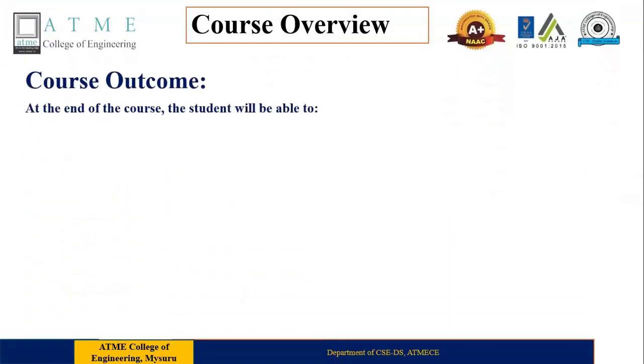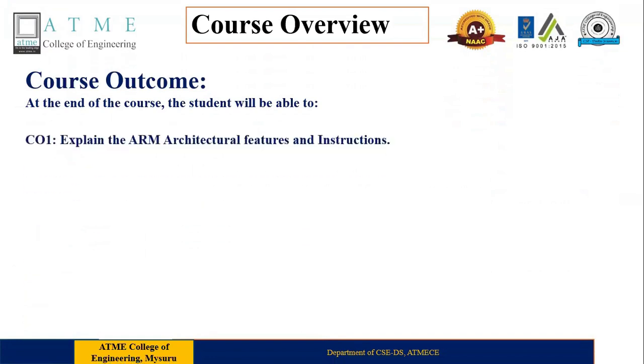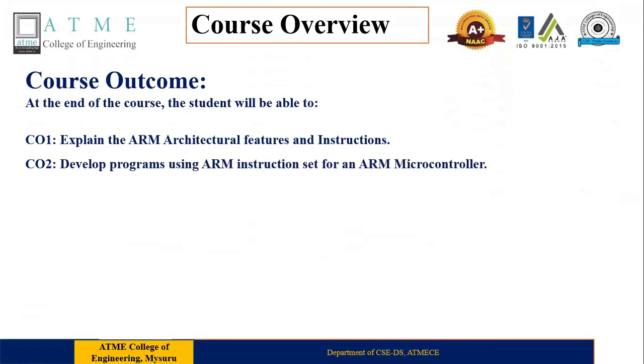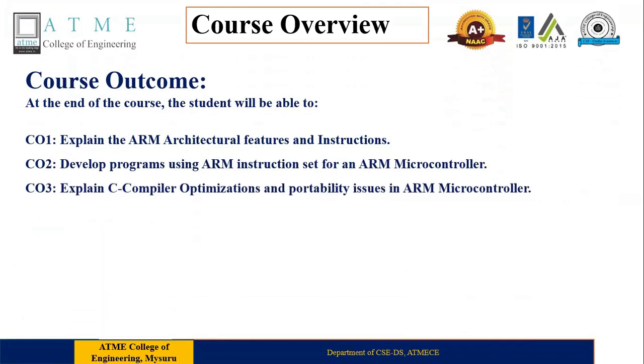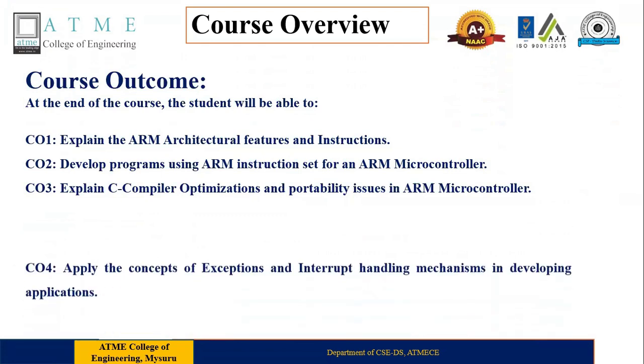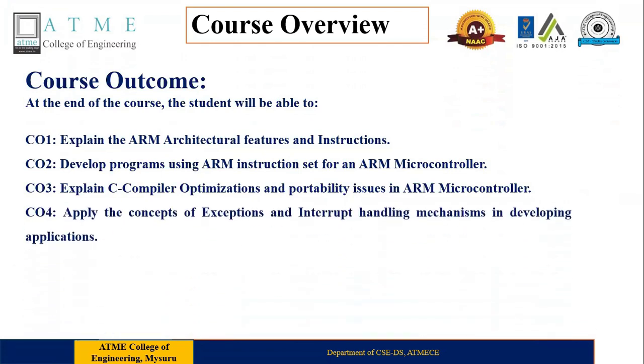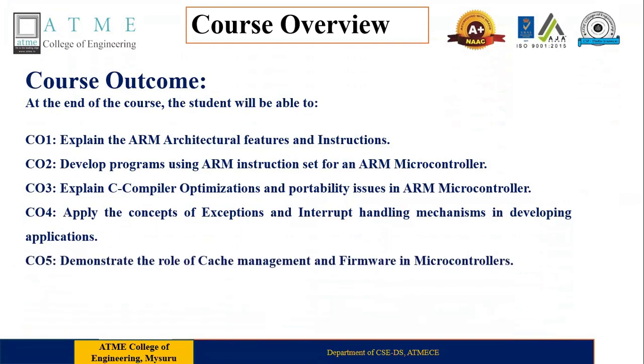Moving on to the course outcomes. At the end of the course, the student will be able to learn the ARM architectural features and instruction sets, and develop programs using the ARM instruction set for the ARM microcontroller. You will be able to explain in detail the C compiler optimization and portability issues, apply the concepts of exception and interrupt handling mechanisms in developing applications, and demonstrate the role of cache management and firmware in the microcontroller.